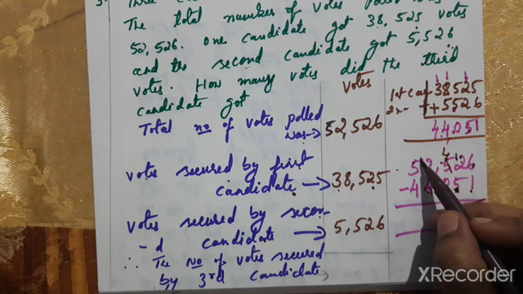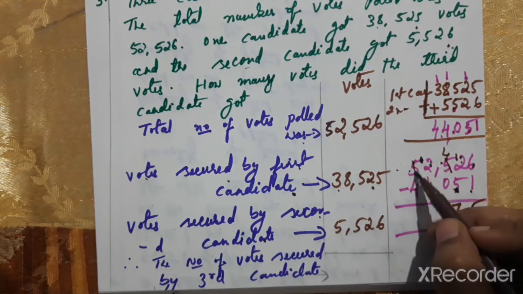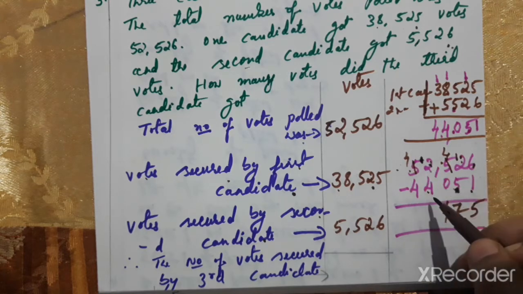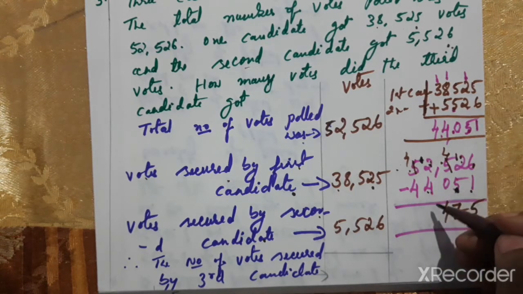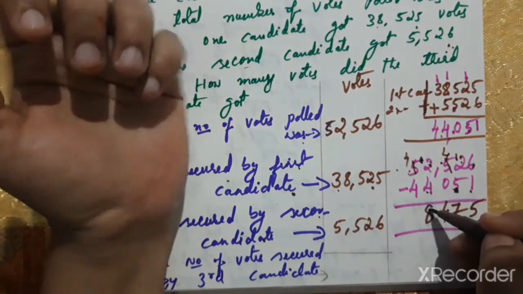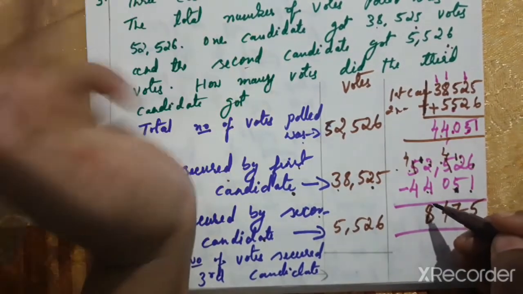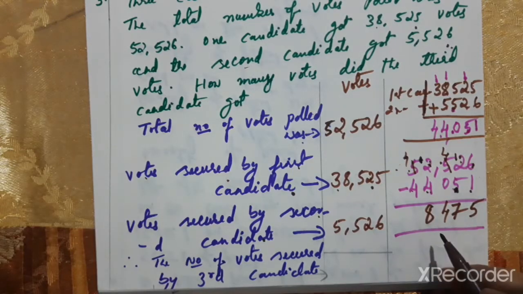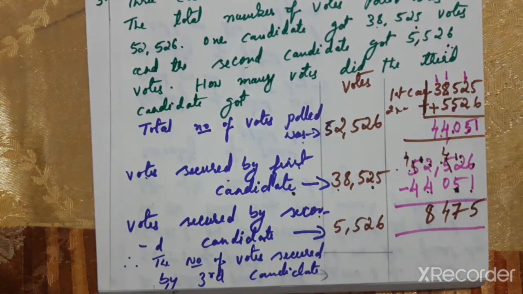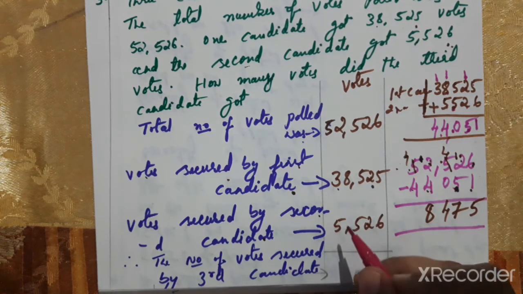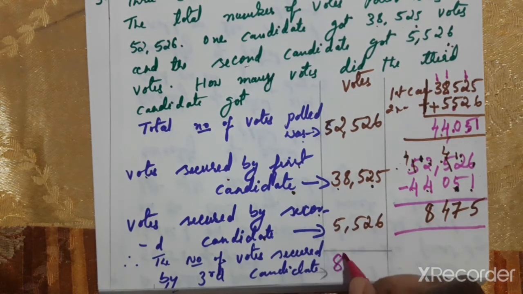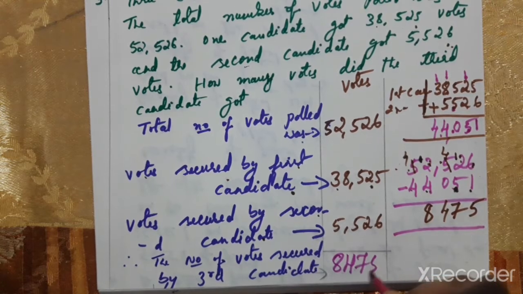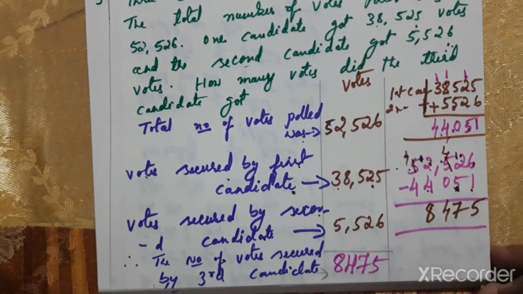Now 2 minus 4 we can't subtract. Borrow 1 from next friend. So friend will give 1 here. So this is together 12 and 5 is now 4. 12 minus 4 means how much? 8. Yes, 8. Okay. Now 4 minus 4 is 0. No need to write. So answer is 8475. So total number of votes secured by third person is 8475 votes.